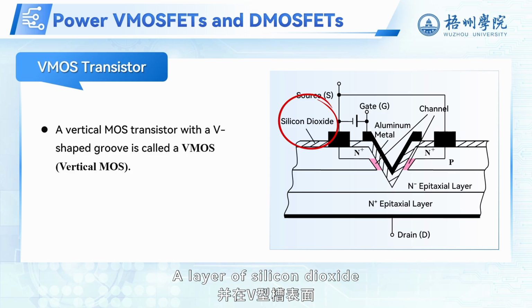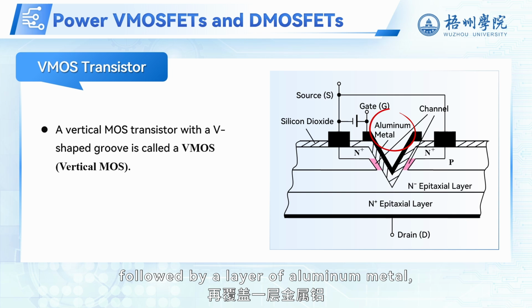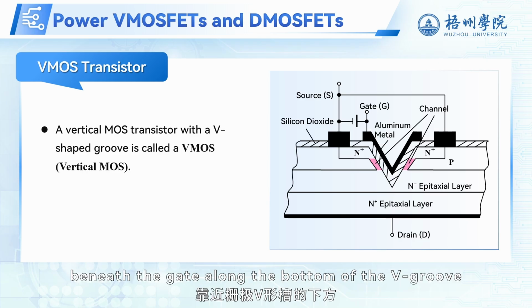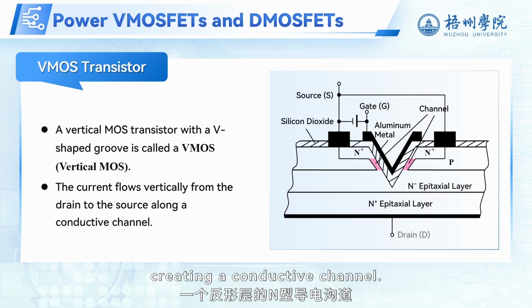A layer of silicon dioxide is grown on the surface of the groove, followed by a layer of aluminum metal, forming the gate electrode. The N+ type source region is shorted to the P-type region through a metal electrode. When the gate-to-source voltage exceeds the threshold voltage, an N-type inversion layer forms beneath the gate along the bottom of the V-groove in the P-type region, creating a conductive channel.